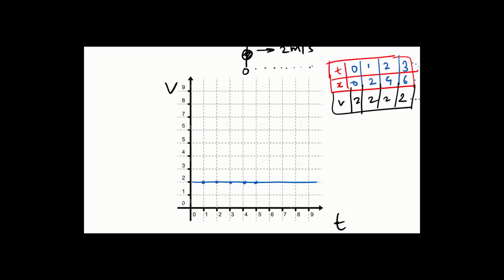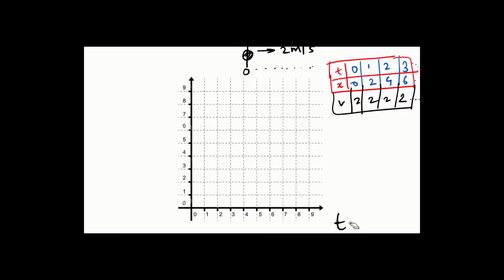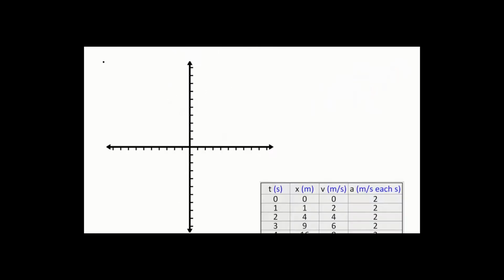What if it was an acceleration-time graph? Then you would again make points for a. So at t equals 0, acceleration was 0, 0, 0, 0, and so on. Why? Because velocity is not changing. So how would the graph look? The graph would look like this, a straight line on the x-axis.